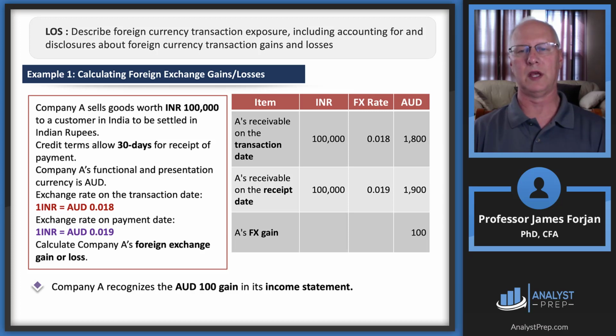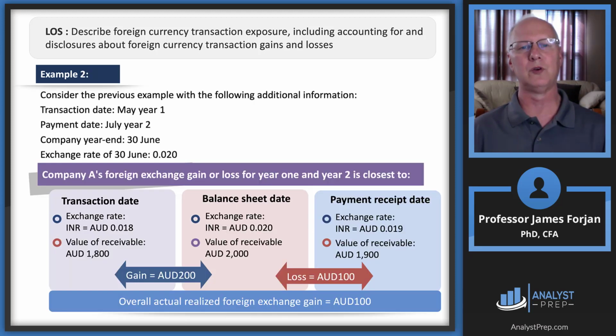So there's the foreign exchange gain. Look at the bottom there. Company A recognizes the 100 Australian dollar gain on its income statement. And as we'll see in a few minutes, there's some kind of wiggle room, so to speak, of where it can show up on the income statement. As long as it shows up on the income statement, the accounting bodies, not that they don't care where you put it, but they have two good places to put it.